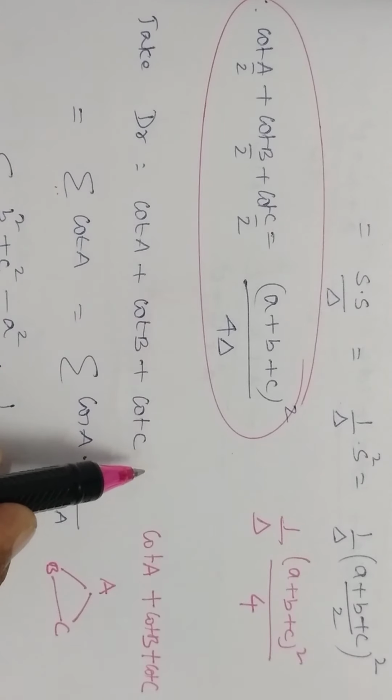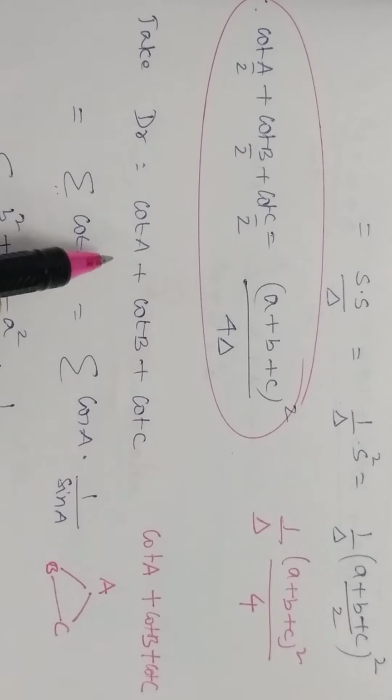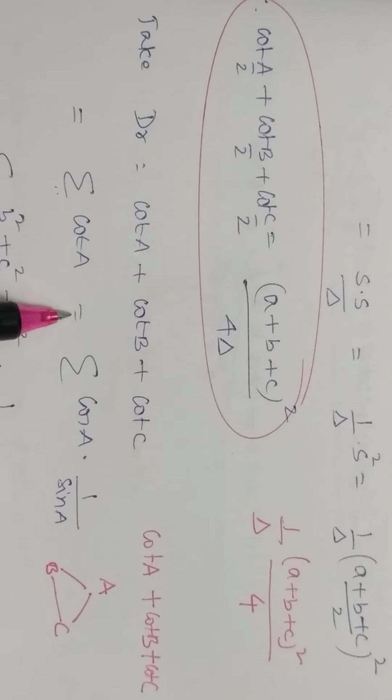You should not continue by writing D because in a triangle you have only three angles A, B, C. So sigma cot A, that means cos A by sin A. I have written sin A in the denominator separately as cos A into 1 by sin A.